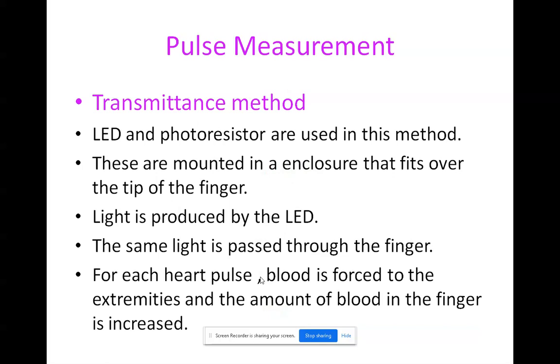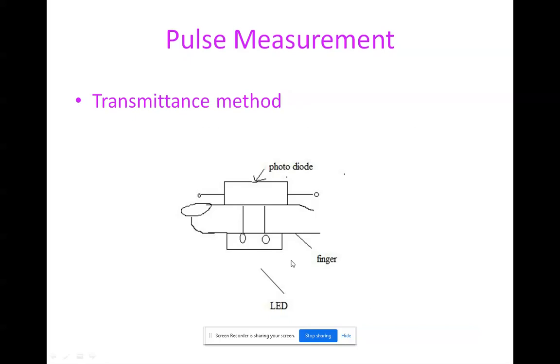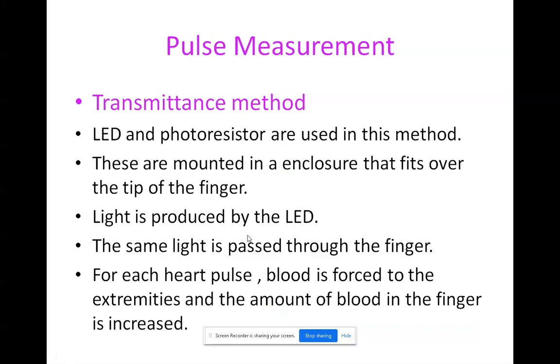So first we are going to see the transmittance method. In this, the photodiode and LED will play a role. Okay, so the photodiode as well as the LED you can use for transmitting the signal, that is, converting the biosignal into an electrical signal in the finger. So the LED and photoresistor are used in this method. These are mounted in an enclosure that fits over the tip of the finger.